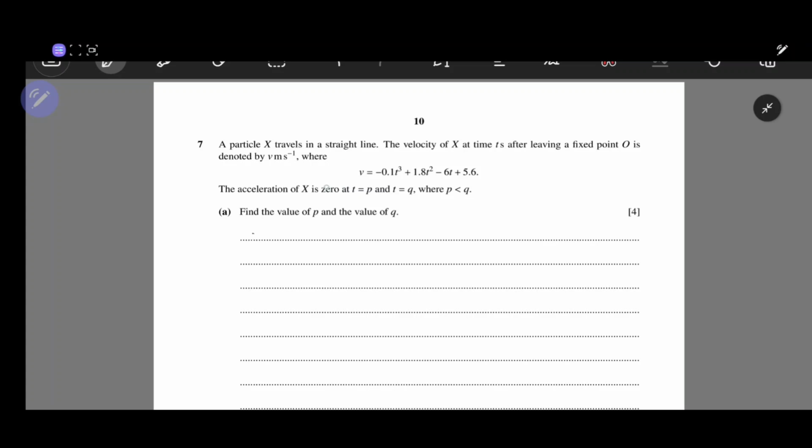This is question 7. A particle x travels in a straight line. The velocity of x at time t seconds after leaving a fixed point O is denoted by v meters per second. We have the equation of v given to us. The acceleration of x is 0 at times t equals p and t equals q, where p is less than q. Find the value of p and the value of q.